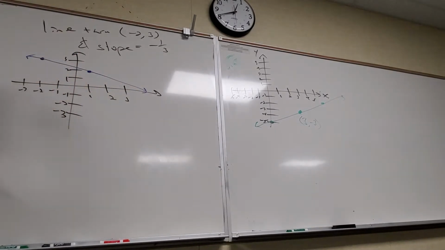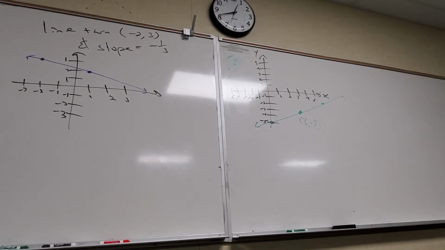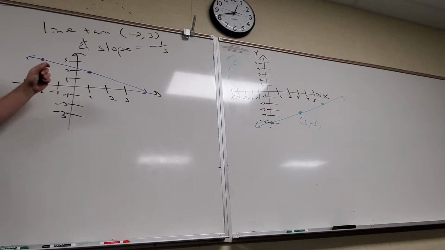Can somebody tell me, does it look like B is a nice number? Is B a whole number? Doesn't look like it, does it? Okay. So, how do I get the equation of this line if B is funky?